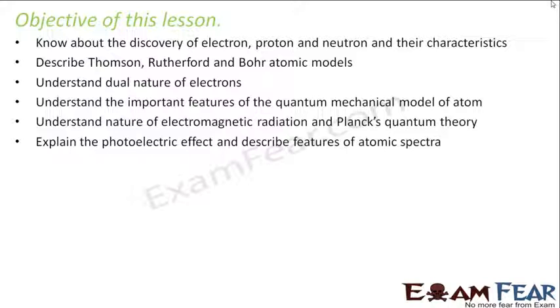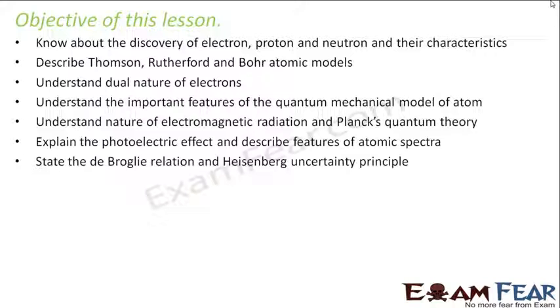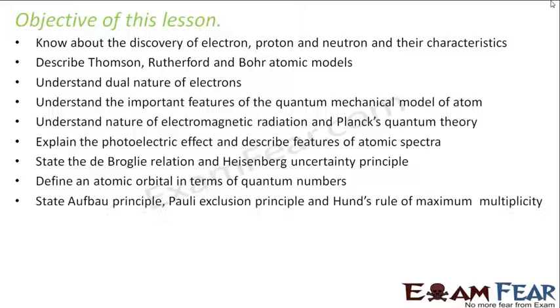We'll explain the photoelectric effect. We'll also describe atomic spectra. We'll state the de Broglie relation and Heisenberg uncertainty principle. We'll define atomic orbitals in terms of quantum numbers. We'll state the Aufbau principle, Pauli's exclusion principle and Hund's rule of maximum multiplicity. We'll also learn how to write the electronic configuration of atoms. So having said this, we'll start the chapter.